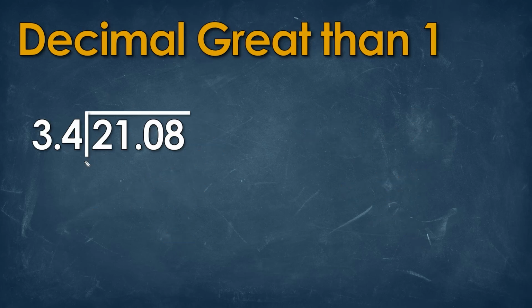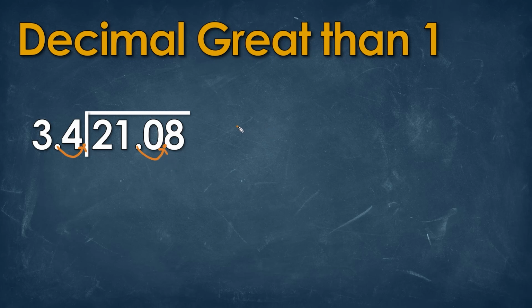Now what happens if your decimal is greater than 1? Well, it's still going to follow the same procedure. We need to make this into a whole number. So we'll move the decimal place over 1, which means we have to do the same thing over here. So now we have a decimal place here. The decimal place is here.